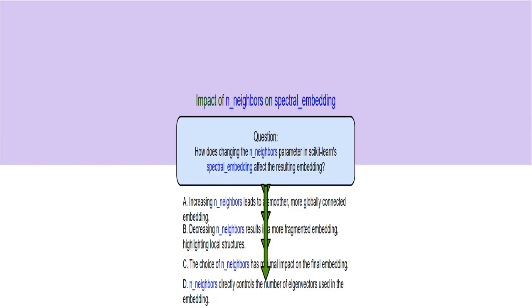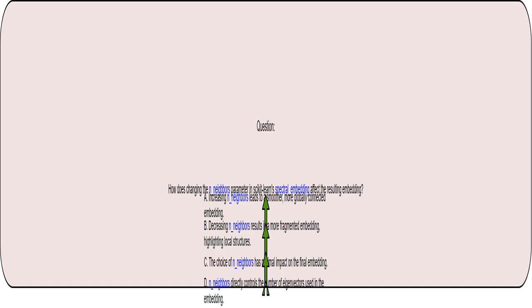This phrase introduces the core topic: how changing the number of nearest neighbors affects the spectral embedding algorithm. I'm focusing on understanding the algorithm's sensitivity to the n_neighbors parameter in Sklearn's spectral_embedding function. This is crucial because it determines the structure of the graph used for dimensionality reduction. This question asks how adjusting the n_neighbors parameter, the number of nearest neighbors considered when building a graph from my data points, alters the outcome of the spectral embedding method. I need to consider how graph connectivity changes with this parameter.